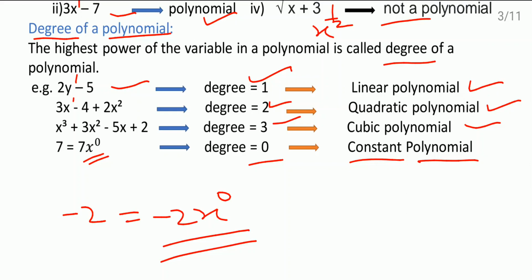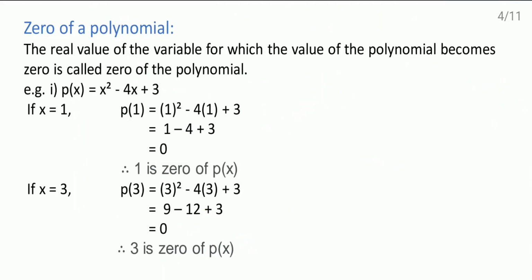Correct? Let us see the next topic, zero of a polynomial. The real value of the variable for which the value of the polynomial becomes 0 is called the zero of the polynomial. Try to understand it. The value of the variable because of which the polynomial becomes 0 is called the zero of the polynomial. Don't get confused. Let us see the example here.